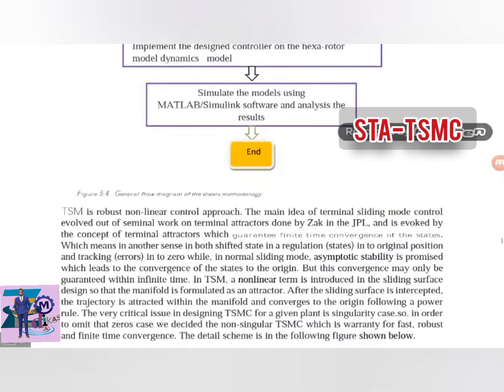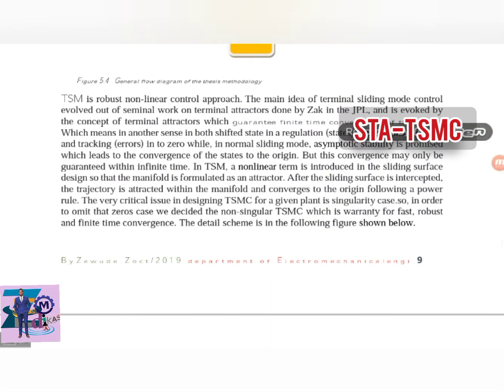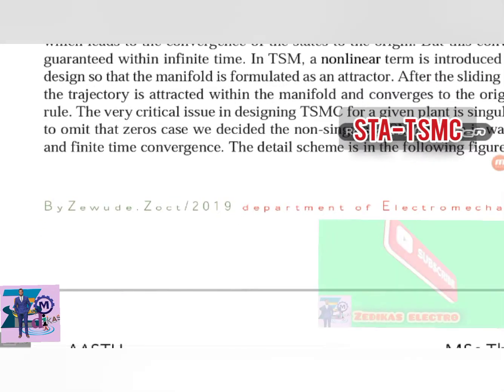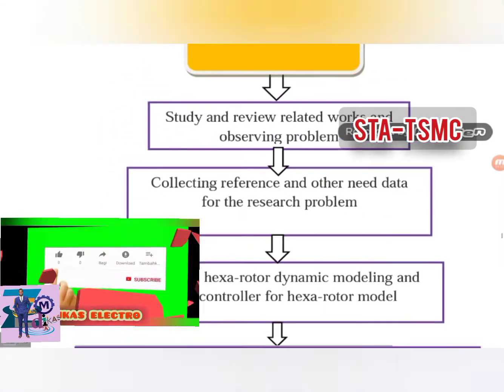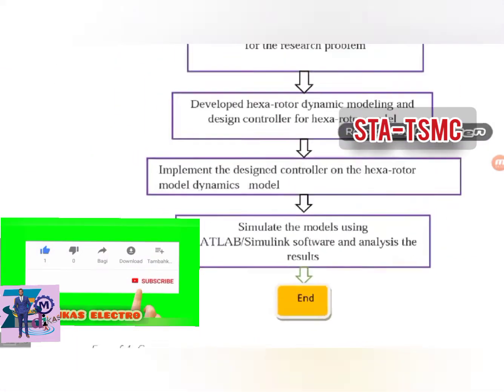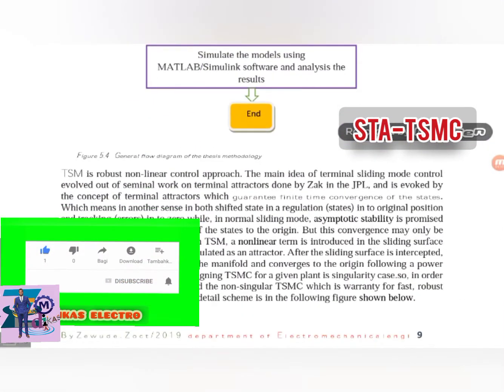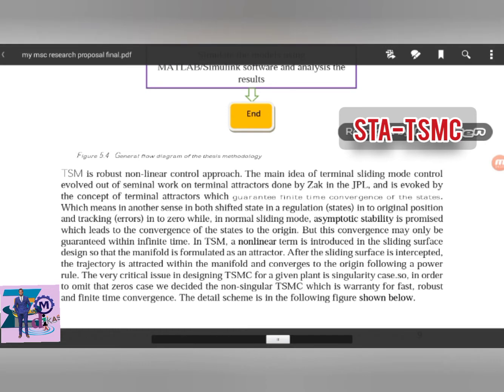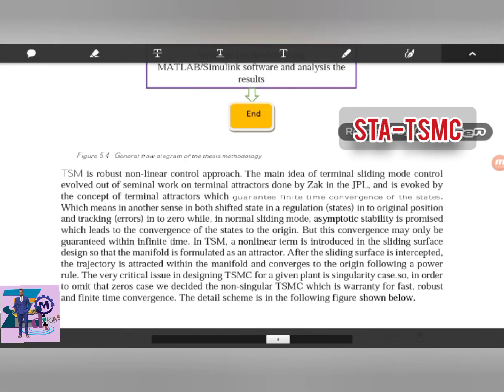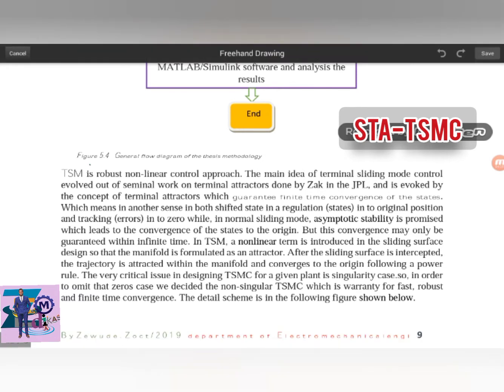But now my point here is how to reject such kind of a system. So in my design, I selected a super twisting algorithm for my plant dynamics controller. So that is sliding mode control. From that sliding mode control, the basic approach of my system is the so-called terminal sliding mode control, TSM.